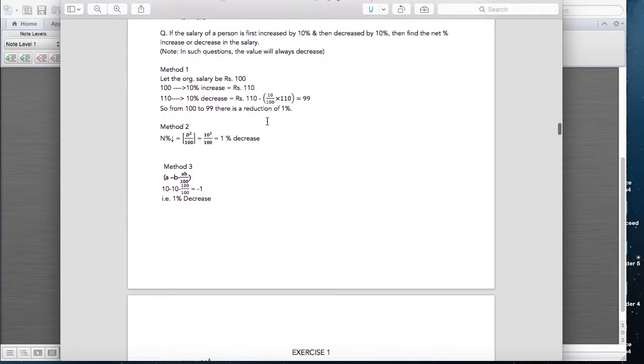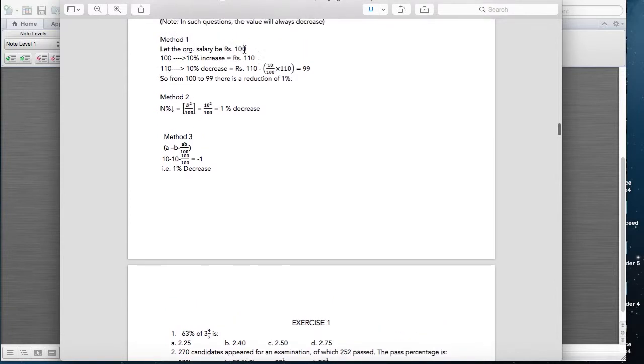Now, if the salary of a person is first increased by 10% and then decreased by 10%, we have to find the net percent increase or decrease in the salary. In such questions, the value will always decrease. So never mark your answer as no change.